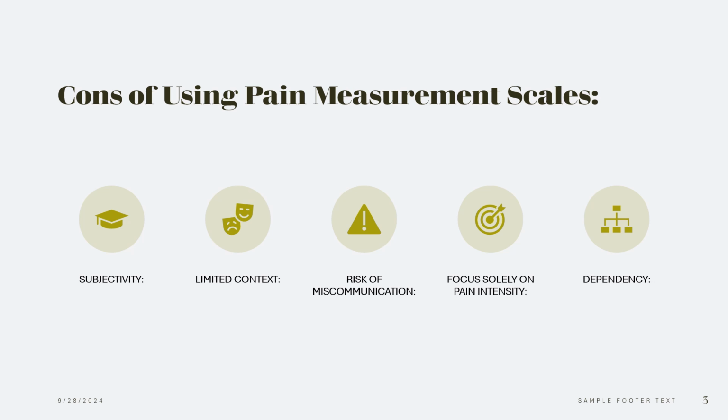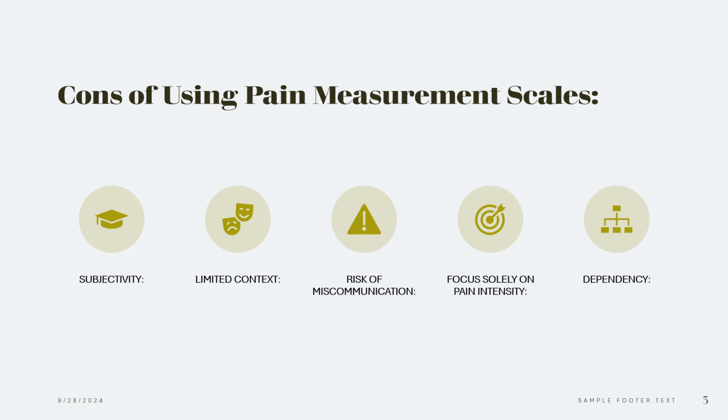So pain scales often focus only on pain intensity, ignoring other factors like pain duration, type, so sharp, dull, burning, or impact on function. Now, in sports therapy, knowing how pain affects movements and function is crucial, and pain intensity alone may not reflect the full impact on an athlete's performance.